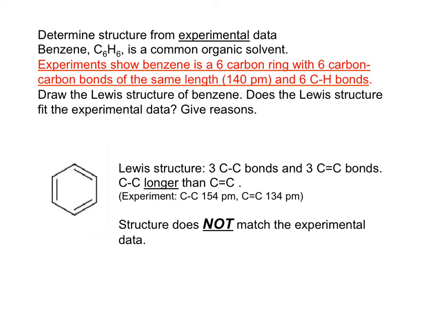Benzene is a very common organic compound. Here is the Lewis structure. Note that the Lewis structure shows 3 carbon-carbon single bonds and 3 carbon-carbon double bonds. Experiments show that a carbon-carbon single bond is longer than a carbon-carbon double bond. However, with benzene, experiments show there are 6 carbon-carbon bonds of the same length. The Lewis structure does not match the experimental data.